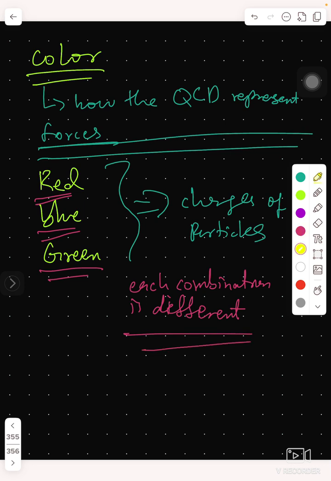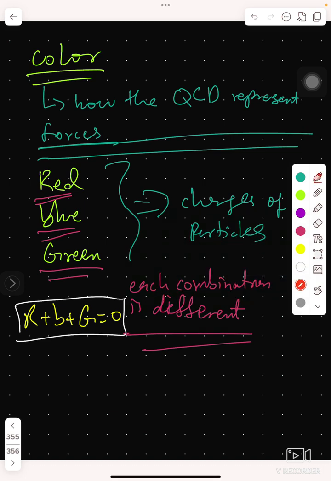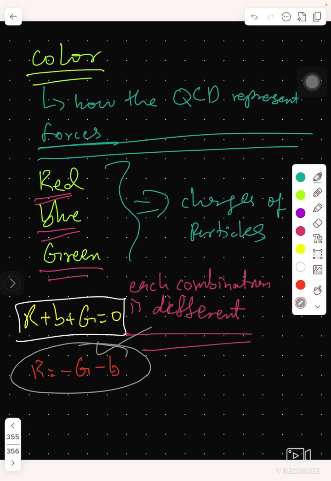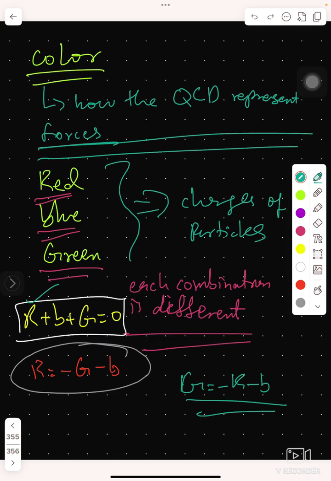Meaning red plus blue plus green gives 0. Their total is always 0. So that means red is minus G minus B. So actually a sum of these forces is the negative sum of the other two forces. If you want to find one, it will be the negative sum of the other two. This could be taken as G equals minus R minus B, and different combinations are there. And remember, if they're alike, they will cancel each other.